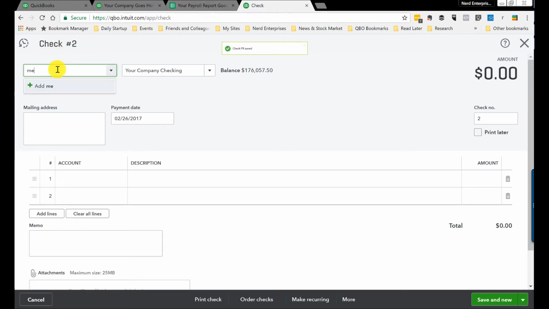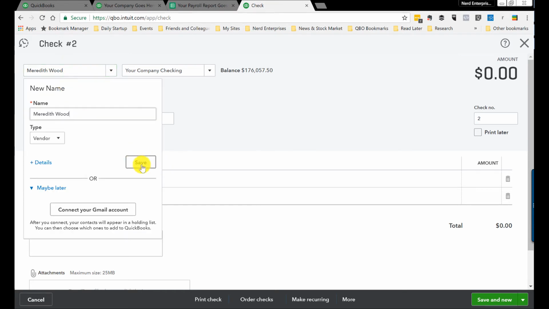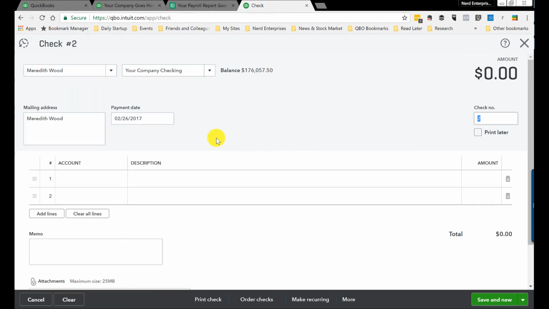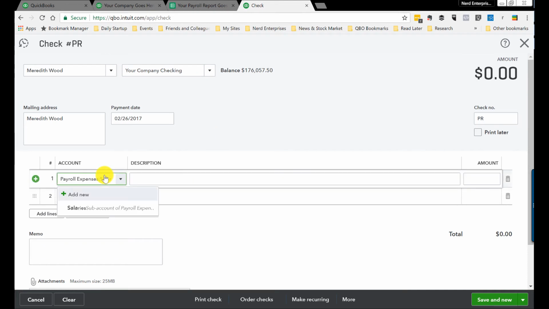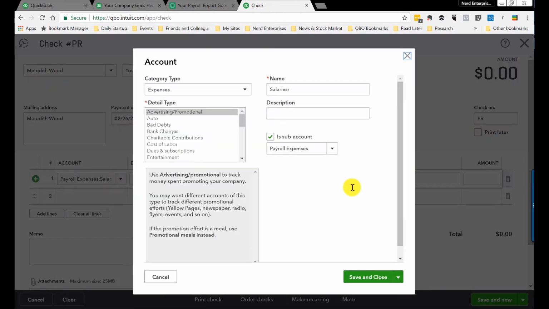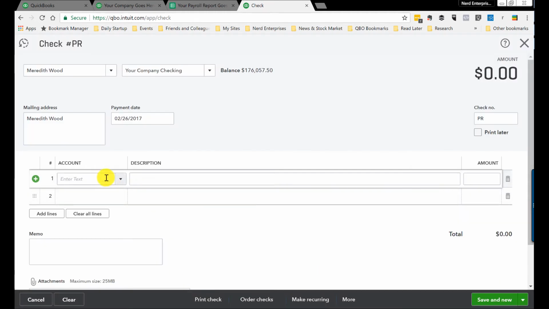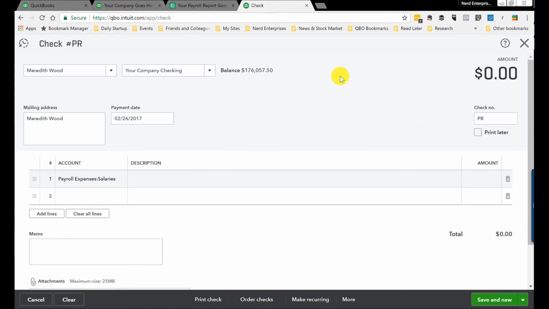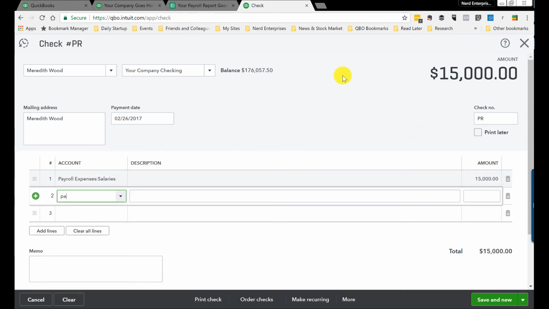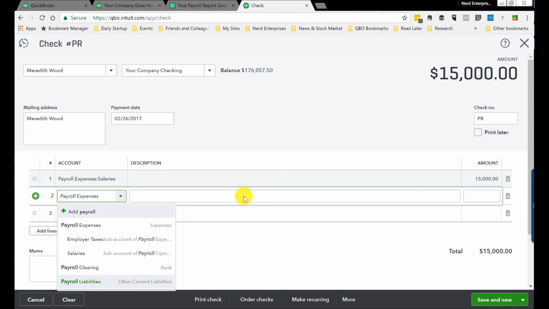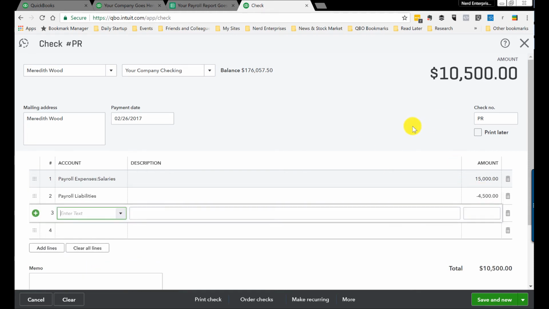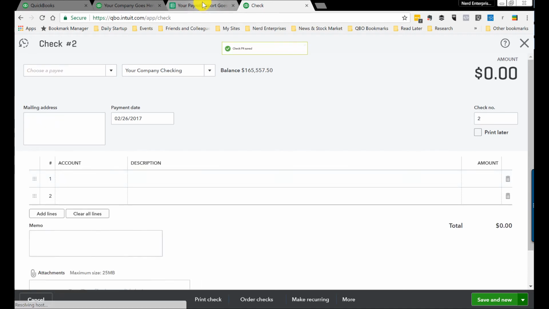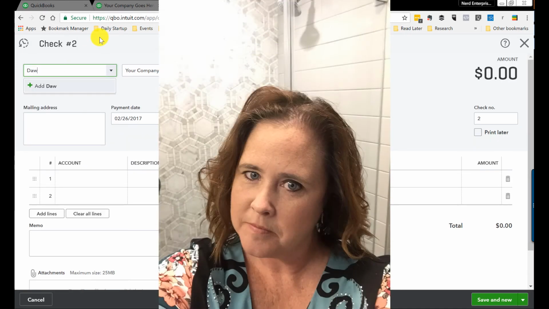Then we've got Meredith. Again, payroll for the check, salaries. Oops, I typed an extra character in there somewhere. There it is, and I believe she was 15,000 with 4,500. Payroll liabilities, minus 4,500. One more check. We have the boss. Don Brolin is the boss.